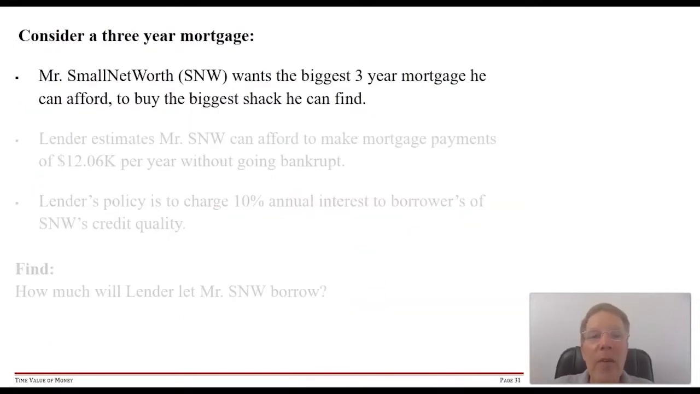Okay, so let's jump right in with an example. Let's look at a 3-year mortgage. So we've got Mr. Small Net Worth, SNW. Mr. Small Net Worth wants to get the biggest 3-year mortgage he can afford to buy the biggest shack that he can find.